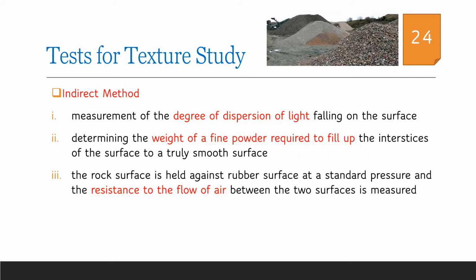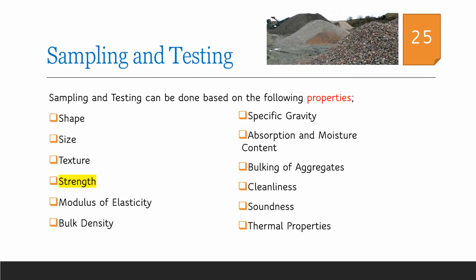The indirect method to study the texture of the aggregate can be any of the following. We can measure the degree of dispersion of light falling on the surface, or we can measure the weight of the fine powder required to fill the interstices of the surfaces, or even do a test in which we press the aggregate against a rubber surface and measure the resistance to the flow of air between these two surfaces. Thus, through the indirect method also we can measure the texture properties of coarse aggregates. So far we have discussed sampling and testing based on shape, size and texture.